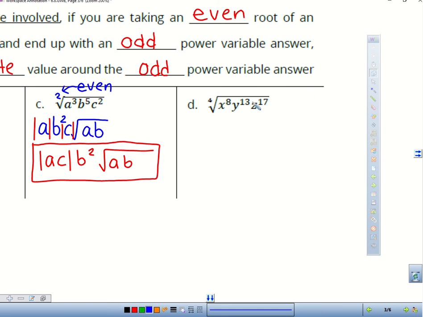Alright, this one here, so we're going to divide the powers. What is 8 divided by 4? 2. Good. How many times does 4 go into 13? 3 times with the remainder of 1. So that means 1y has to stay inside the radical. And what is 17 divided by 4? 4 with the remainder of 1. Perfect. So, absolute values, which one has to have one? The Y. Good.